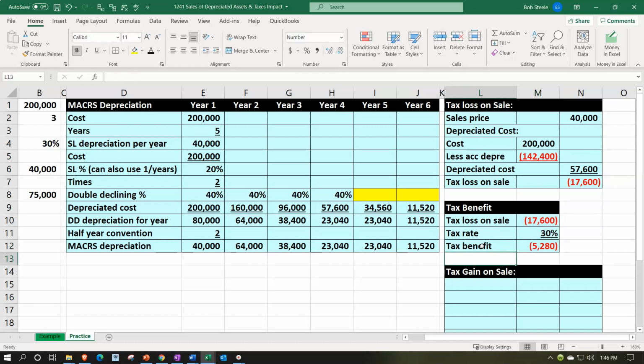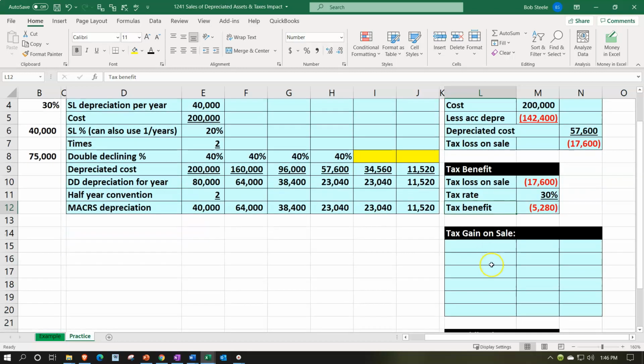So remember, obviously for taxes, losing money is good for taxes, right? We at least get a deduction for taxes. So that would be a tax benefit. Now, what if we had a gain? Let's do the same thing and say we had a gain.